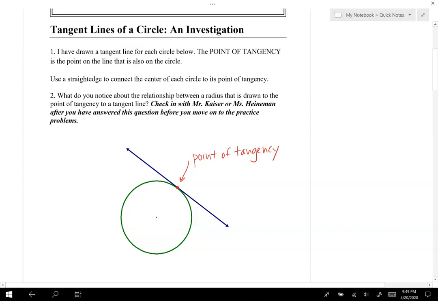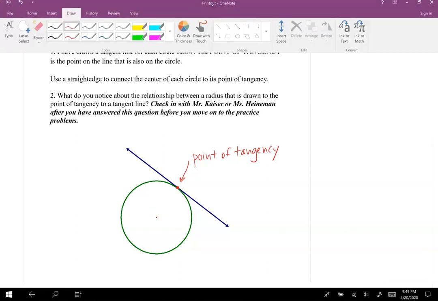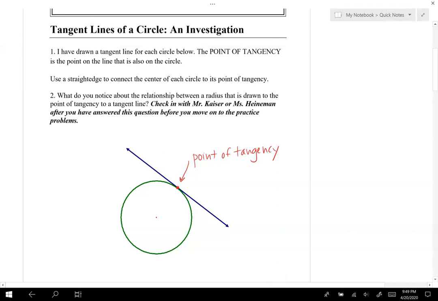and is also on the end of the radius here of the circle. So you're going to do this part. Use a straight edge to connect the center of the circle to its point of tangency, and then what do you notice about the relationship between the radius drawn to the point of tangency? So you can pause here, try it out, and then unpause and see what I see.